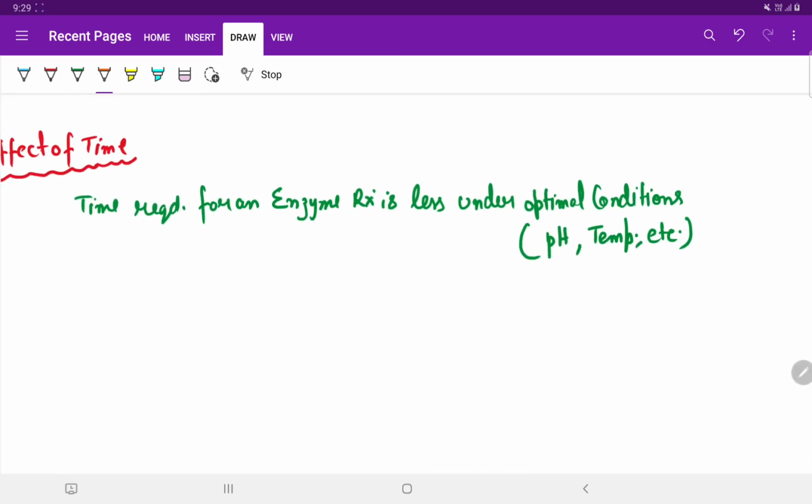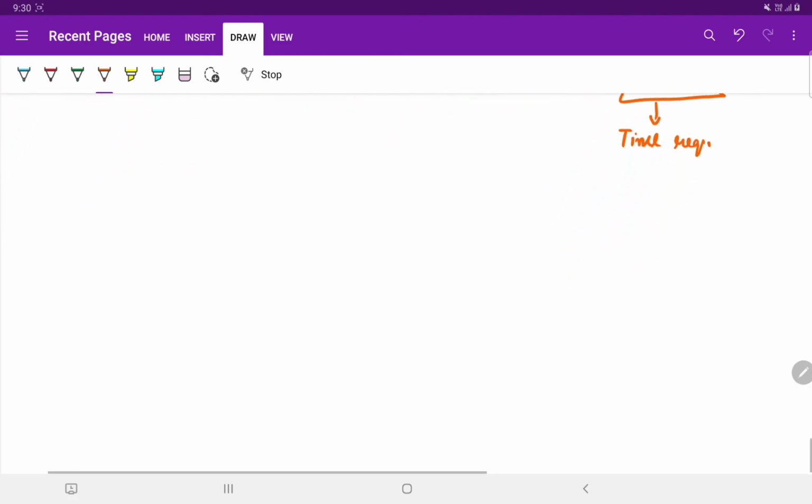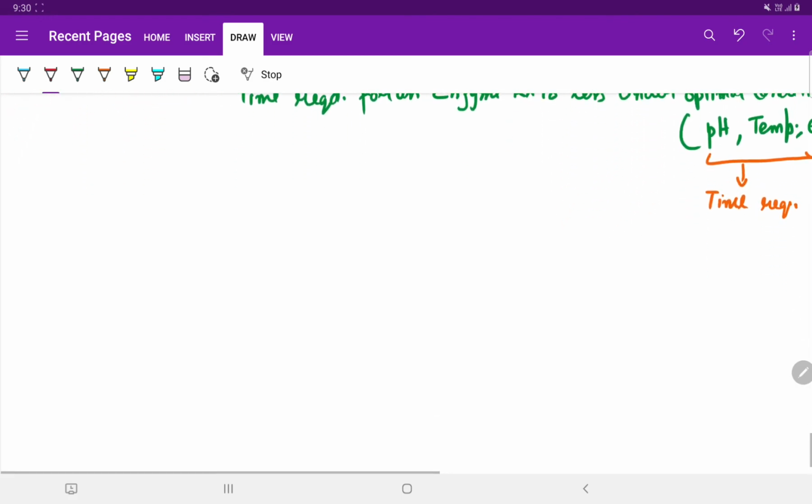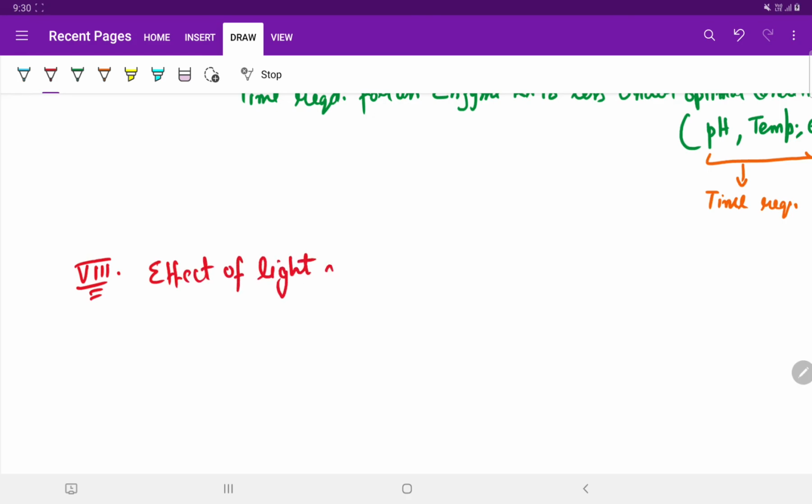Variations in the time of the reaction are generally related to alterations in pH and temperature. Basically, temperature and pH mainly govern the time requirements. A minor variation may lead to changes in the time required to complete that particular reaction. And lastly, a bonus point here is the effect of light and radiations. Radiations and light also have some effect on enzyme activity.